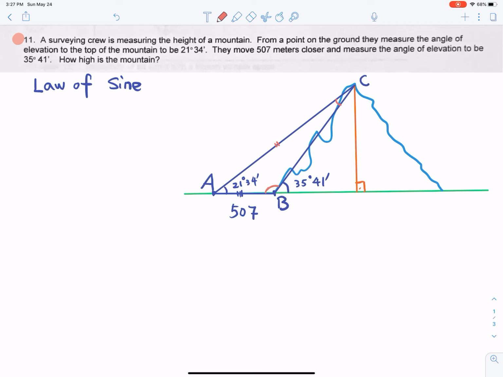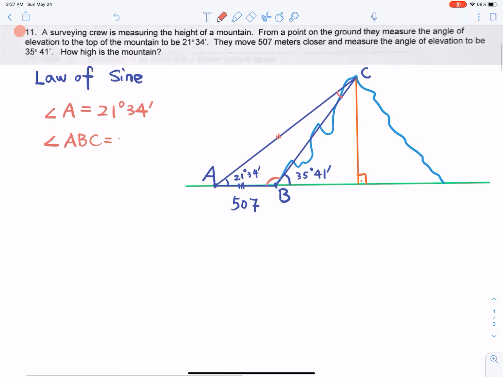It goes against this angle, angle A, which equals 21 degrees 34 minutes. And angle ABC, what is its degree? It's 180 degrees minus 35 degrees 41 minutes, because they are supplementary angles. So we get 144 degrees 19 minutes. So this is the angle.